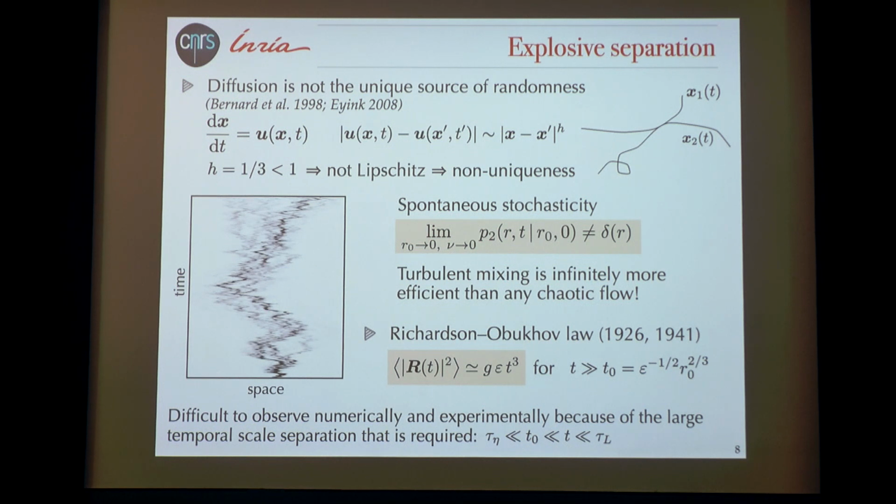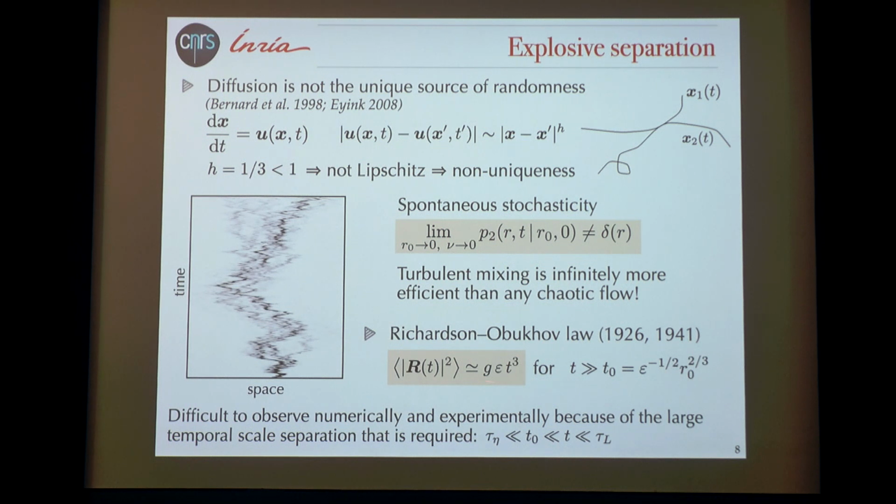It means that you have this explosive separation, which is known for a long time in turbulence, and it's called the Richardson law, or Richardson-Obukhov, which is telling you that the average square distance is going like the cube power of time, with some dimensional parameter epsilon, which is the energy dissipation rate of your turbulent flow, because it's just a dimensional way to non-dimensionalize this, and a constant g, which is supposed to be universal, which doesn't depend on the kind of flow you're considering, nor on the Reynolds number. And this occurs for times which are much bigger than the typical turnover time, the typical time scale associated to the initial separation between the particles.